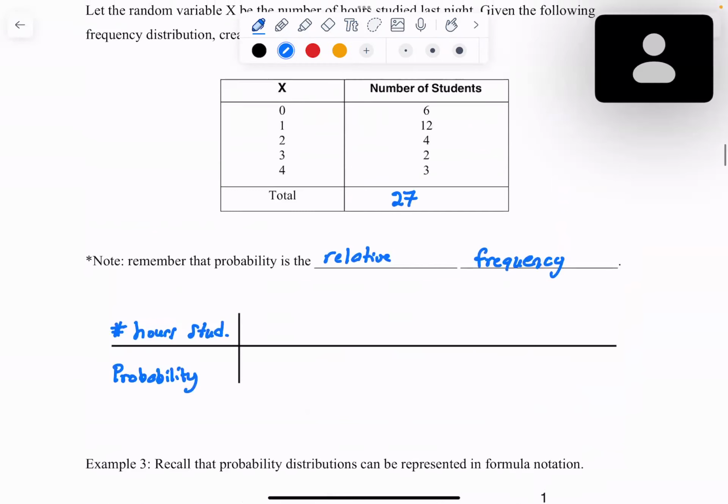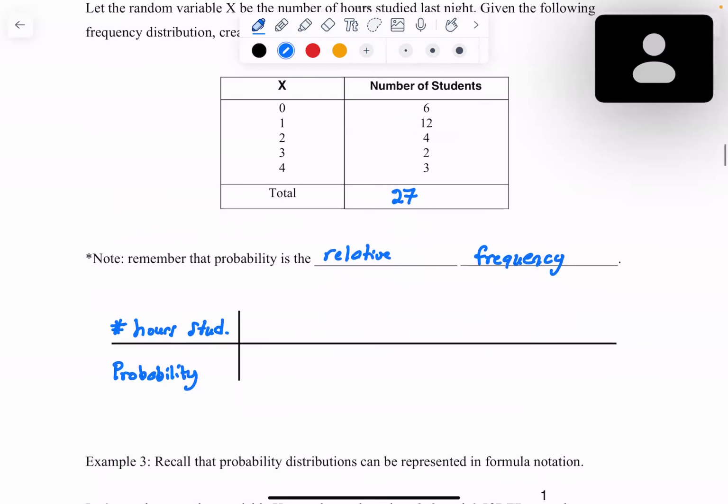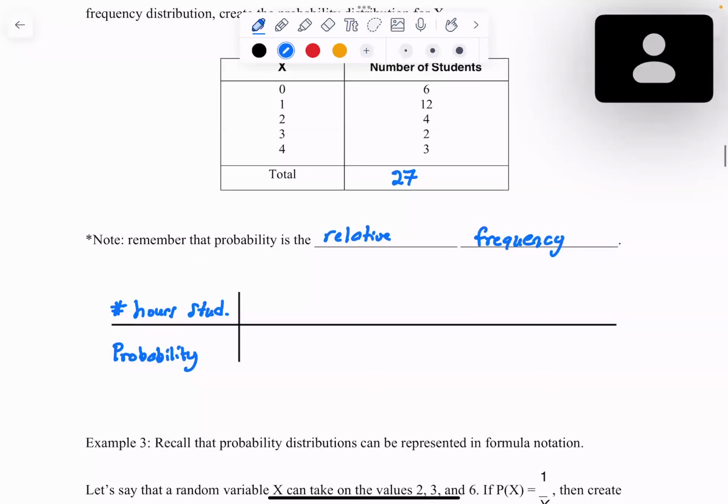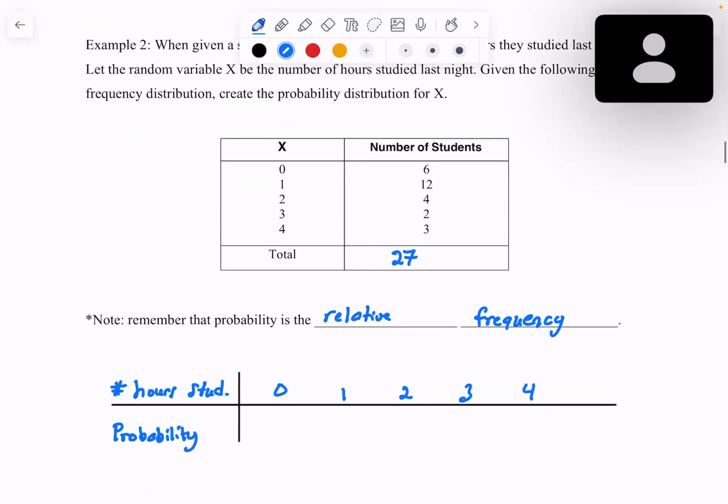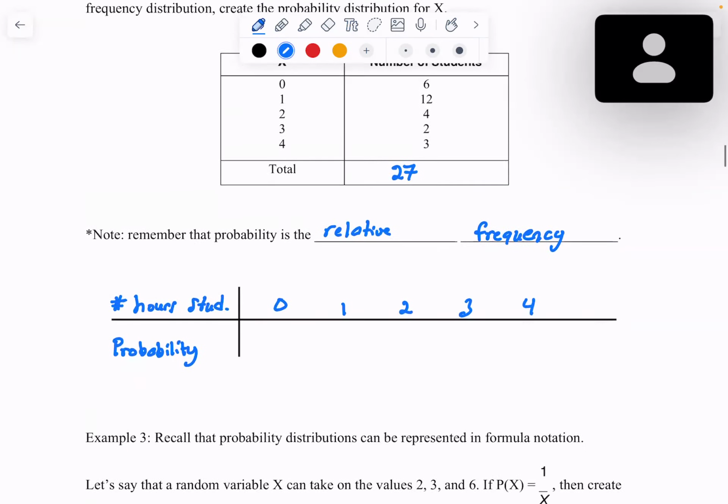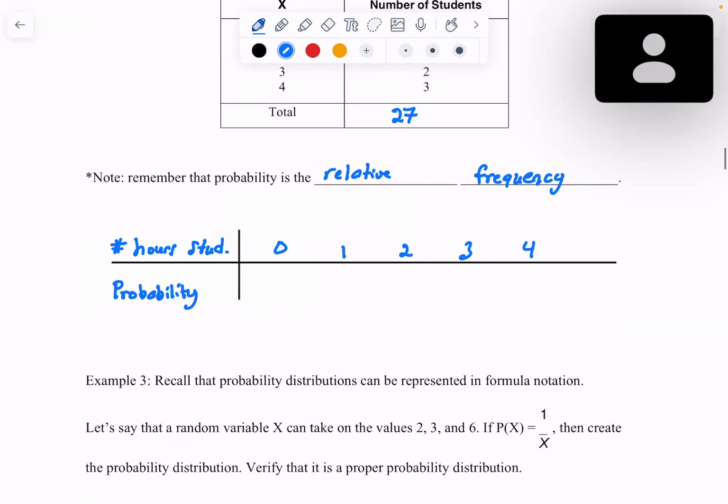So let's start off by listing these. So we have 0, 1, 2, 3, and then 4. And we just want to list what's the probability for each of these. So what's the probability that a student slept 0 hours last night? So it's the number of people that slept 0 hours, which was 6, divided by the total number of people of 27.